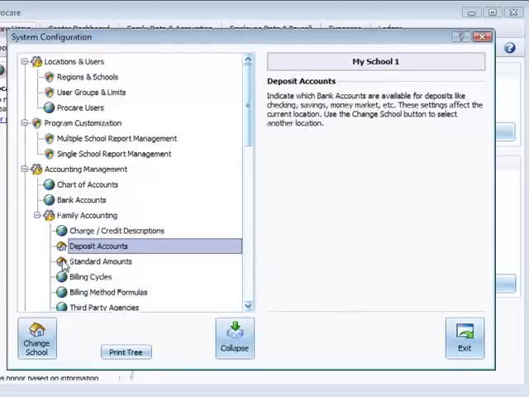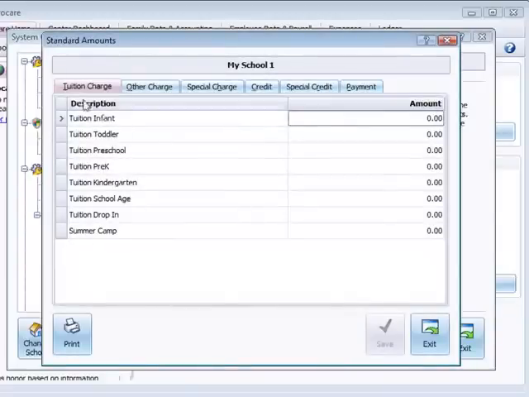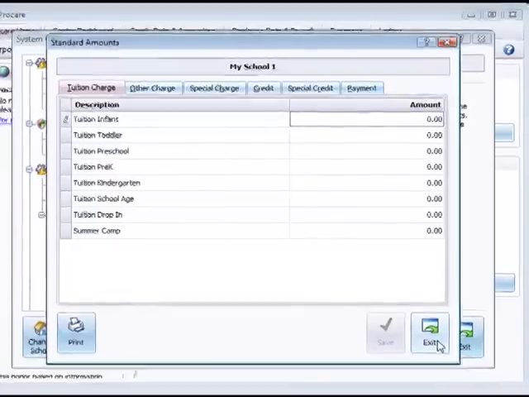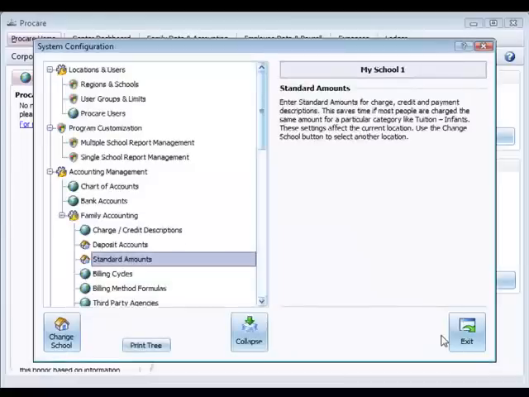The last section here is standard amounts. This relates to your charge and credit descriptions that we just talked about setting up. So by category, tuition charge, other charge, special charge, credit, special credit, and payment, you'll do this one school at a time again, because you may have different standard amounts for the schools. You'd want to set standard amounts if most of your families are charged the same amount for that charge description. If, however, the charge varies family by family for those descriptions, it's best to just leave them as 0. So all of those things would need to be set up before you begin to use your family accounting. That's going to be covered in our follow-up video, entering charges and payments into ledger cards.